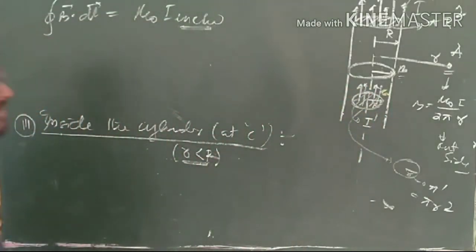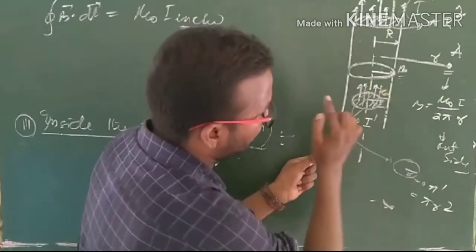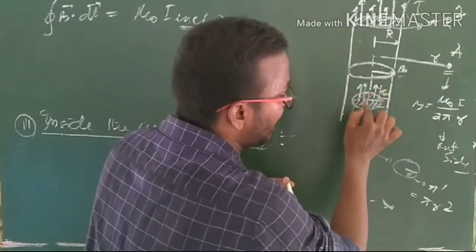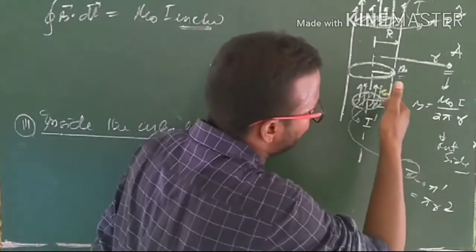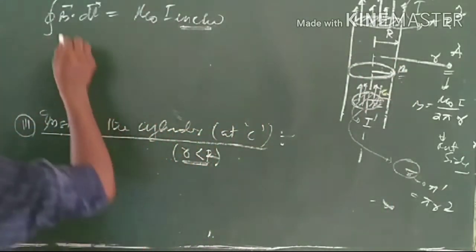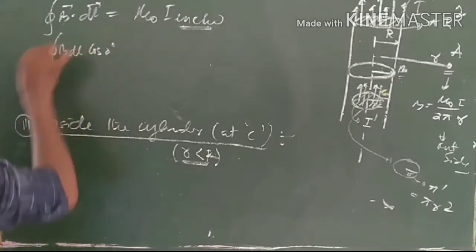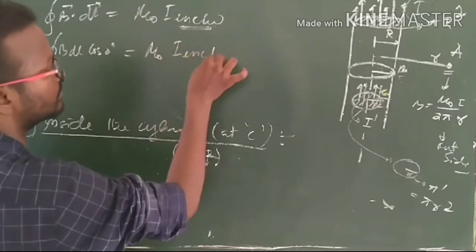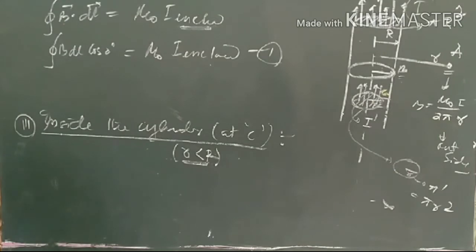Clear? So if we choose a small point here, this is the direction of the magnetic field and this is the direction of the Amperian loop. At each and every point theta is the same, theta equals 0 degree, because the direction of the magnetic field and the direction of the length element dl is 0 degree. So we can use the closed integral of B dot dl, which is B dl cos 0 degree, equal to mu naught times I enclosed, equation 1.